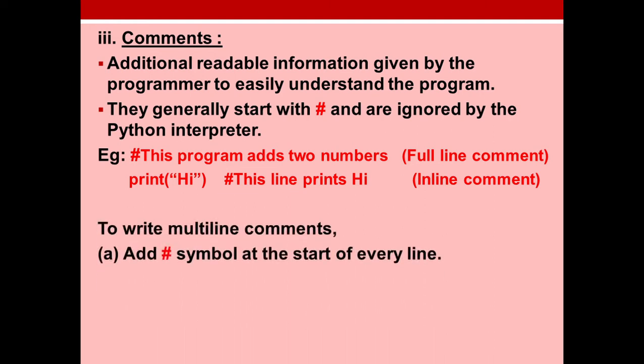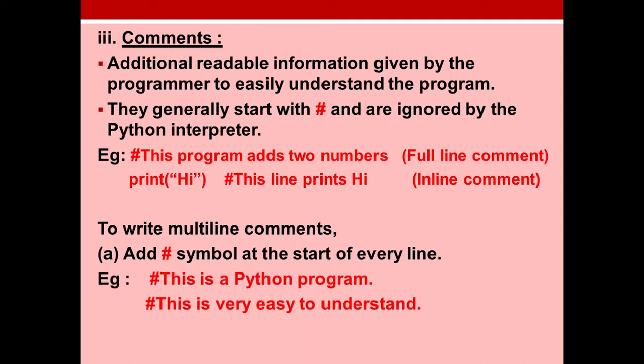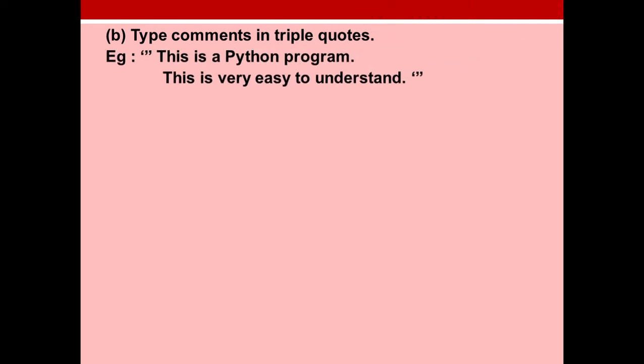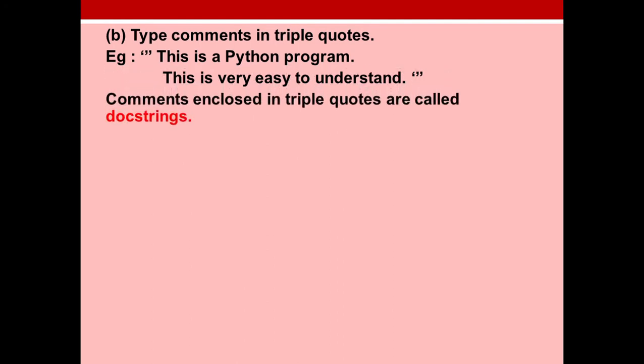Multi-line comments also can be easily written in Python. Very simple. Just add the hash symbol at the start of every line. See this example, hash, this is a Python program, hash, this is very easy to understand. Comments can also be given in triple quotes. So if you give a comment like this within triple quotes, they are called docstrings in Python. So simply we can say comments enclosed in triple quotes are called docstrings.